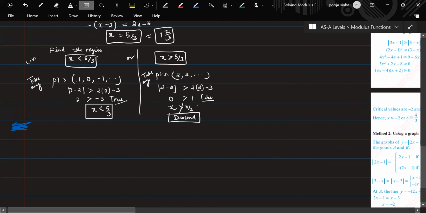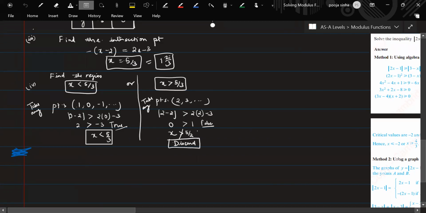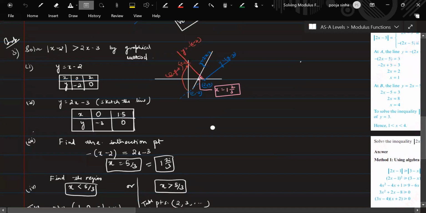So what exactly is this question telling us, the last one? Now this is not an equality. Earlier we used to find out the x value, right? x is equal to 2, x is equal to 5, x is equal to 20, whatever your answer is, right? But here it's an inequality. So for all values of x less than 5 by 3, this will hold good. This is what it is telling us here.